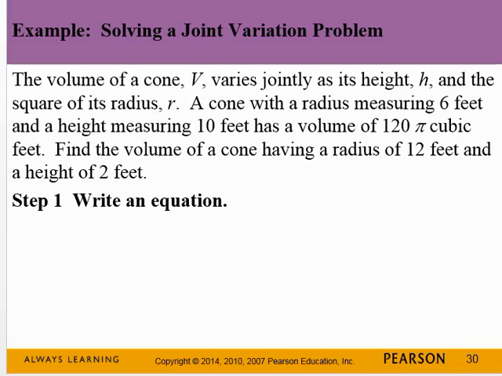So let's look at this problem. The volume of a cone V varies jointly as its height h and the square of its radius r. So our equation right there is V, don't forget your constant, varies jointly as its height and the radius squared.